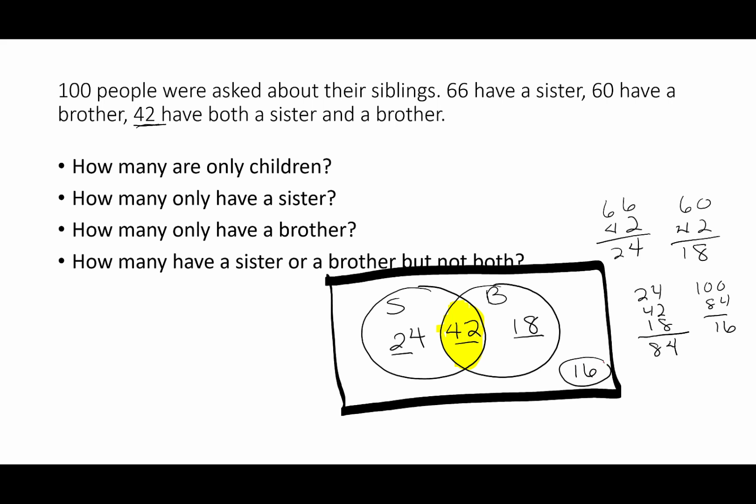So this 16 represents an only child. Doesn't have a brother, doesn't have a sister. We would put this 16 right here. People who only have a sister would be right here that I'm coloring in green. So only sister would be 24. Only having a brother would be this 18 over on the right. Then our last one, how many have a brother or a sister but not both? That would be the 24 and 18, which comes out to be 42.